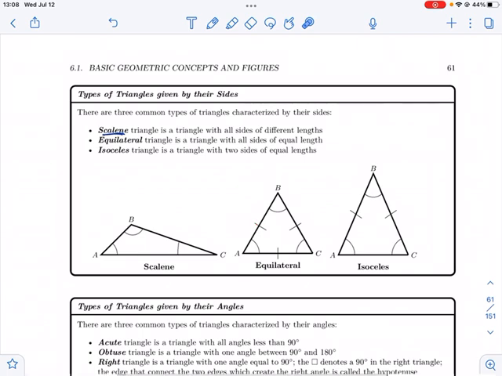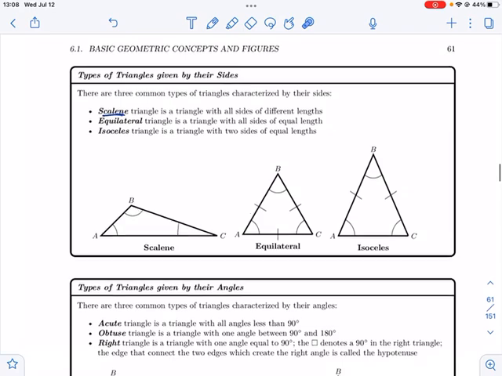And we have isosceles. Isosceles triangles are triangles with only 2 sides equal. This one and this one. As you can see, we have the same symbol, a dash, here and the same thing here. This means they have the same length.